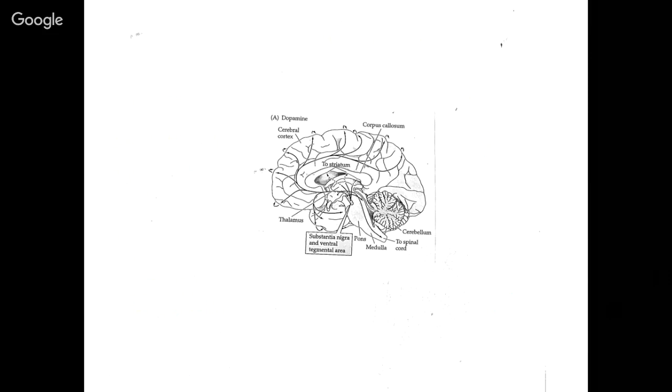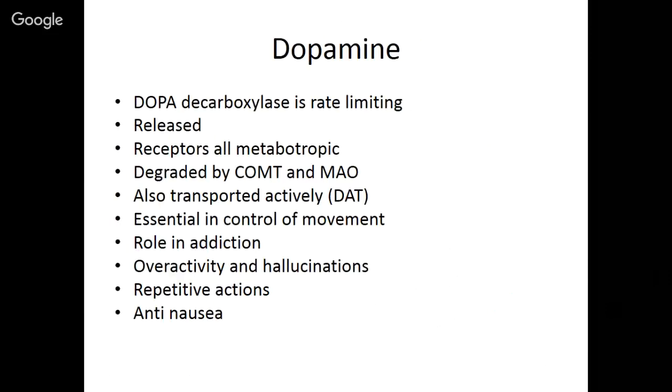There are other ways of breaking this network apart. This is just to show the projections from the substantia nigra. Dopa decarboxylase is a rate limiting enzyme in dopamine production. So if you want to slow down dopamine production, that would be a great target. That's not a particularly appropriate target for neurology because that's generally not our aim.